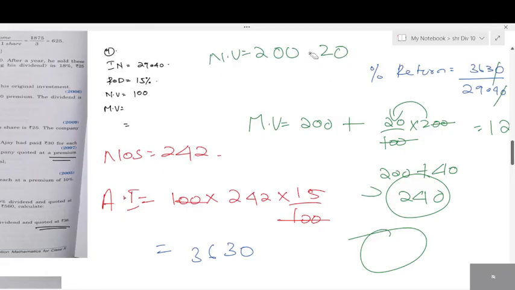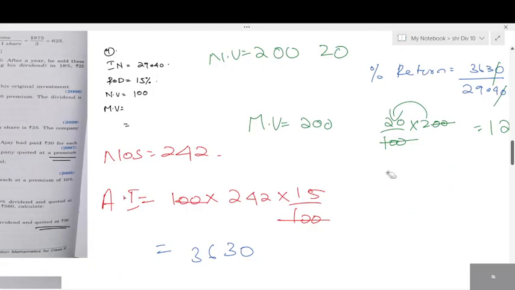Okay, so calculate it for increase. That is premium. Add discount. If they tell discount, subtract it. Subtract, minus. So it becomes 200 minus 40, 160. Okay, this is how you solve.